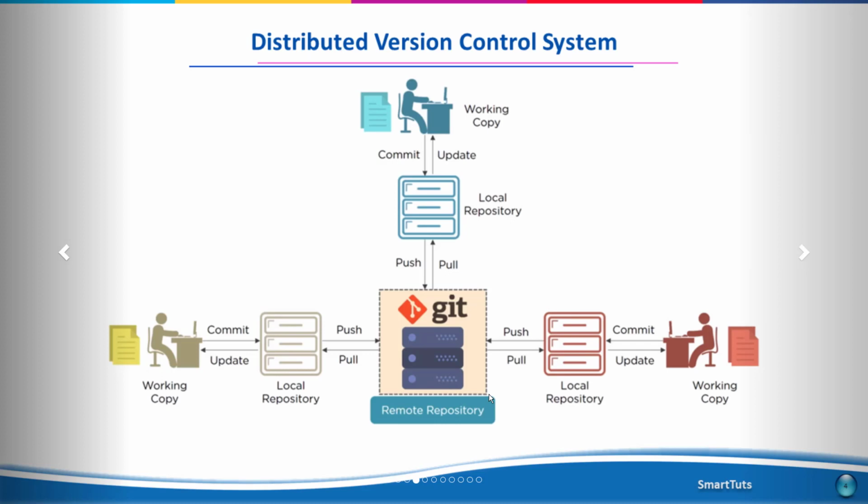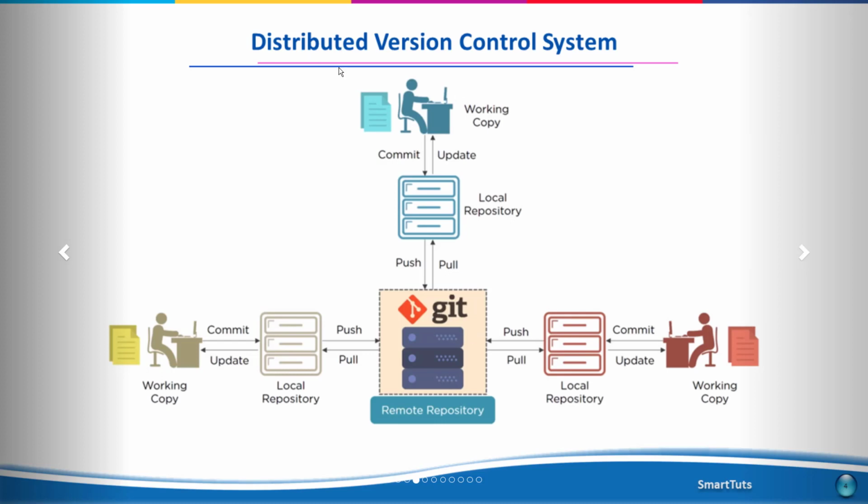Now, on the next part, this developer has no code. First he takes the code from the remote repository. He first pulls the code from the remote repository to his local repository. After that, he pulls the code from the local repository to his working environment. Then he makes some changes and commits them. Then the local repository pushes to the remote repository. In this way, both developers are communicating with each other.